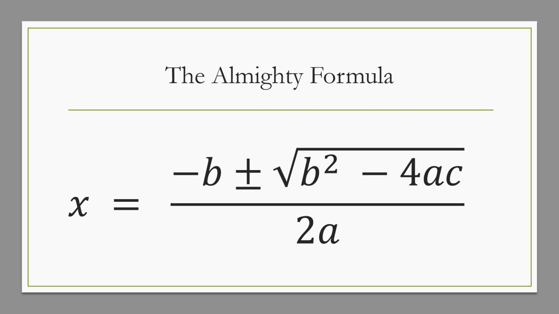Remember, we obtained this from the basic quadratic equation: ax squared plus bx plus c equals 0. And we did the completing the square method to be able to arrive at this almighty formula. So both methods, that is the completing the square method and the almighty formula, can be used to solve quadratic equations. And we shall demonstrate this in more videos after this.